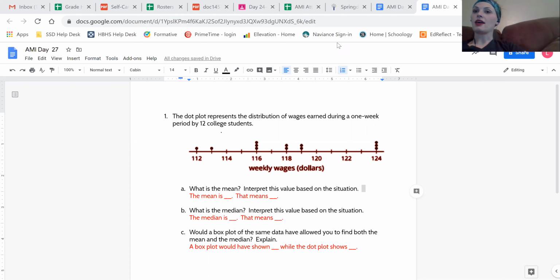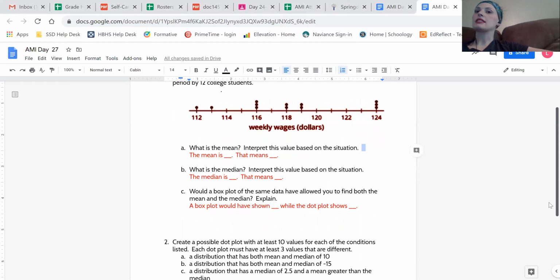It says, A, what is the mean? Interpret this value based on the situation. B, what is the median? Interpret this value based on the situation. And C, would a box plot of the same data have allowed you to find both the mean and the median? Explain.